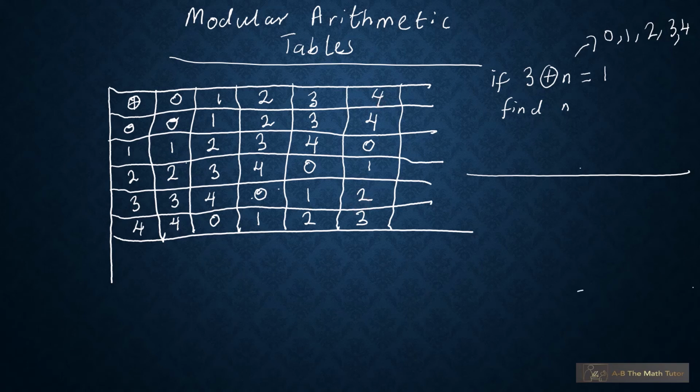So n will be 3 rather. n will be 3. So 3 plus 3 is 1 according to the table.